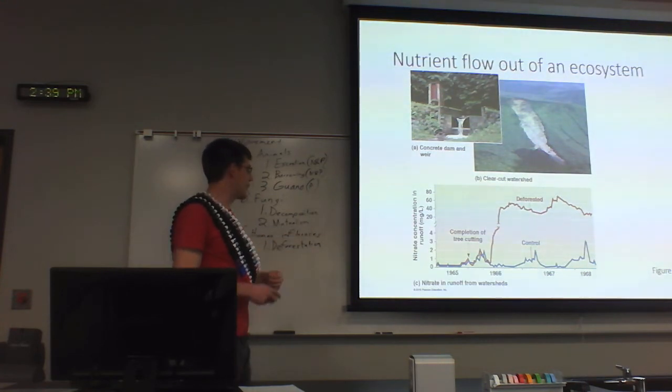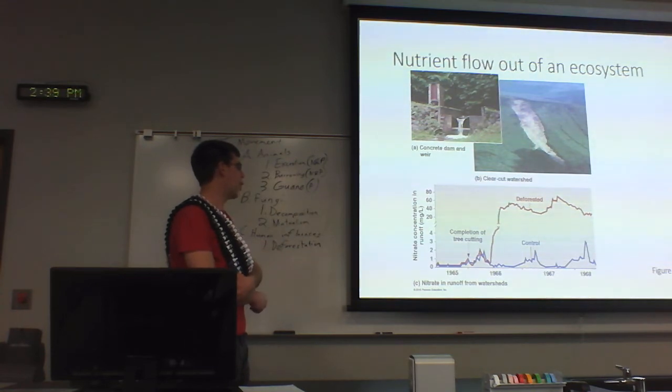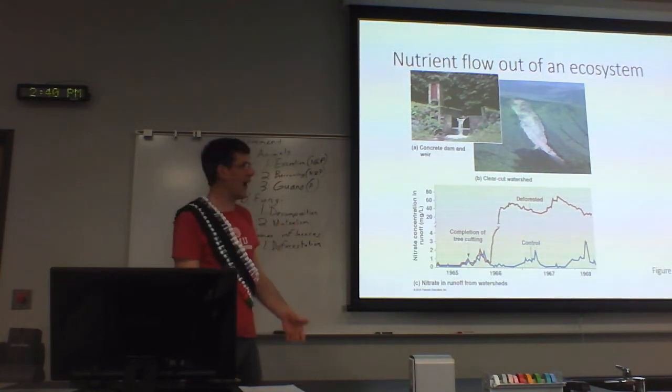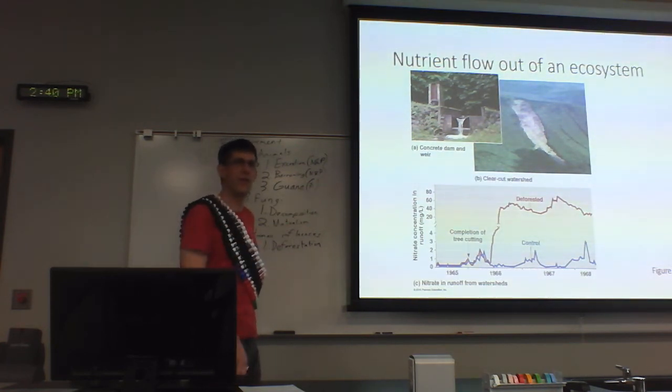What they saw was they cut the trees back in 1965, and the nitrate concentration that ran off was over 10 times, over 20 times, up to 30 times, close to 40 times higher in the deforested area than in the control. So the amount of nitrogen just lost in the ecosystem during deforestation was much higher than the amount of nitrogen that would normally be lost.